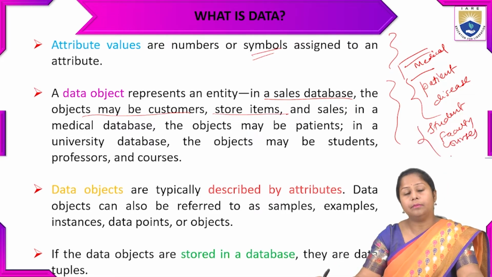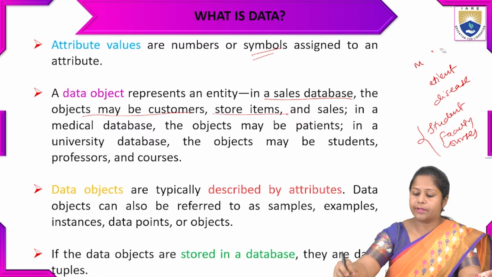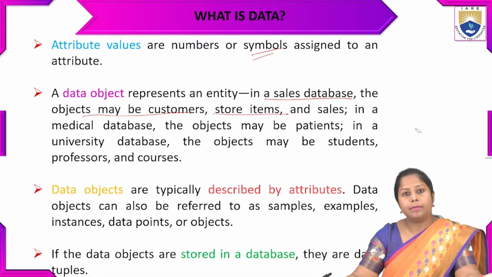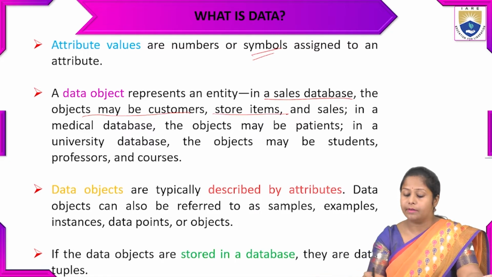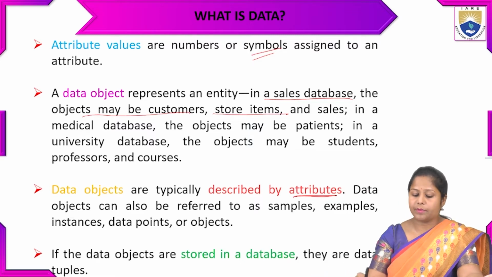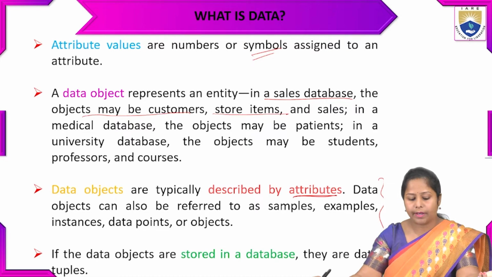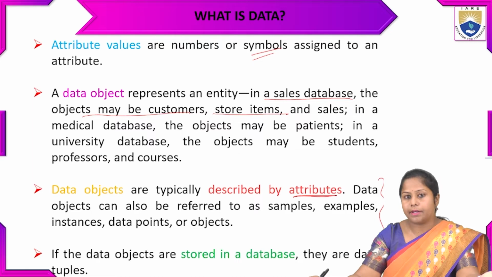So these are some objects pointed in these three databases. Now we have understood what a data object is. Data objects are typically described by attributes, right? Data objects can be referred to as sample, example, data point, object, and instance. So any of these names describes the data object.